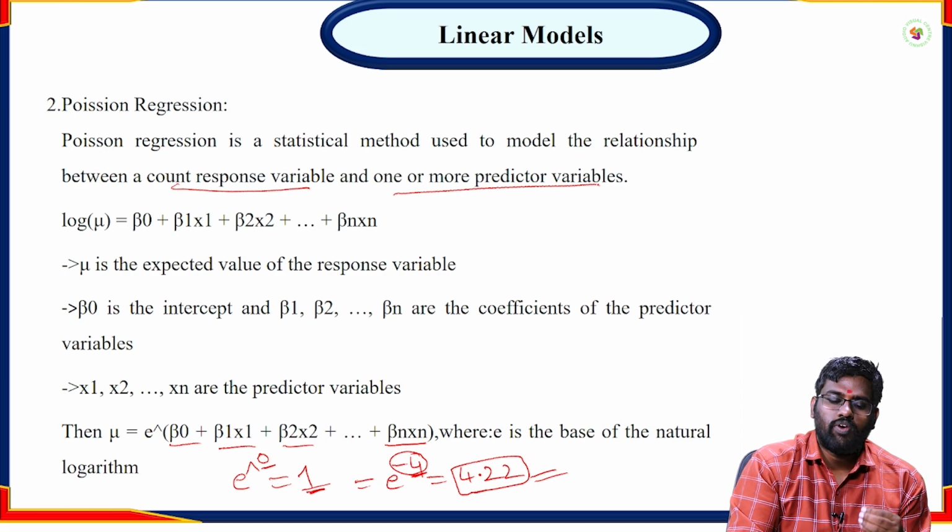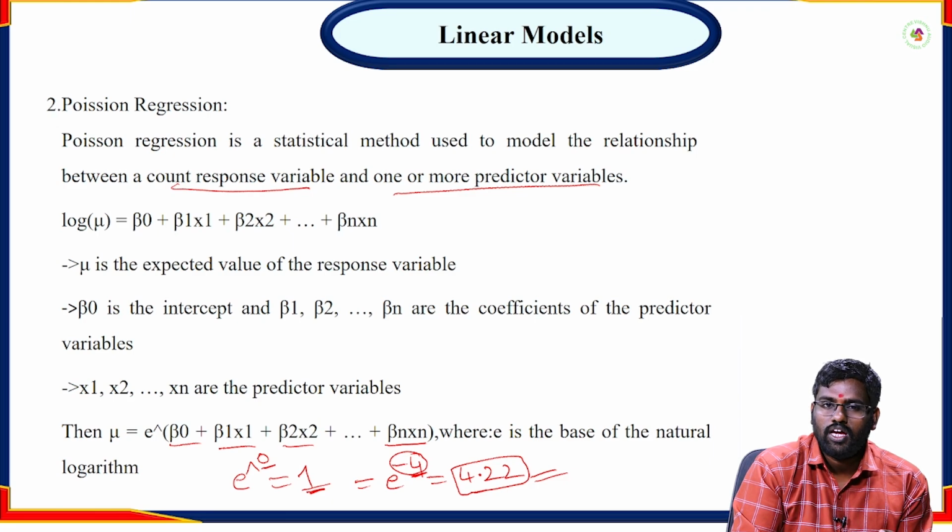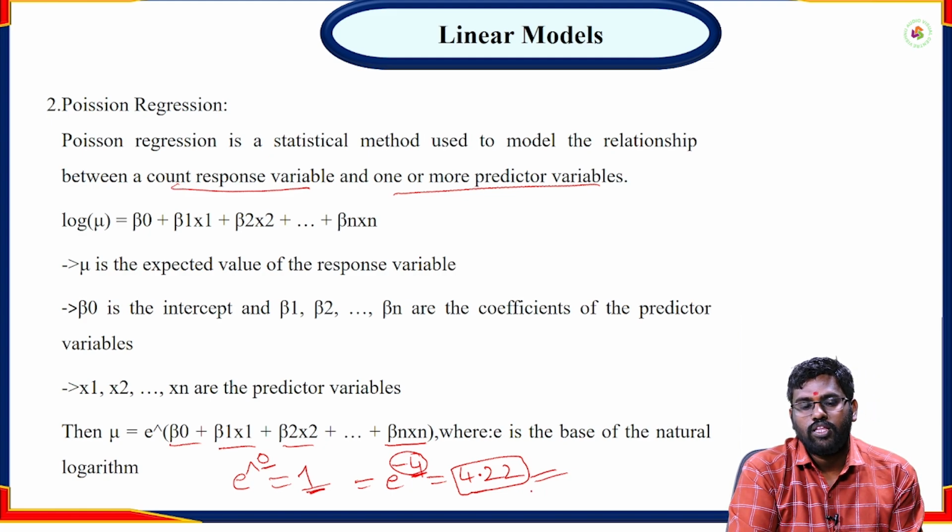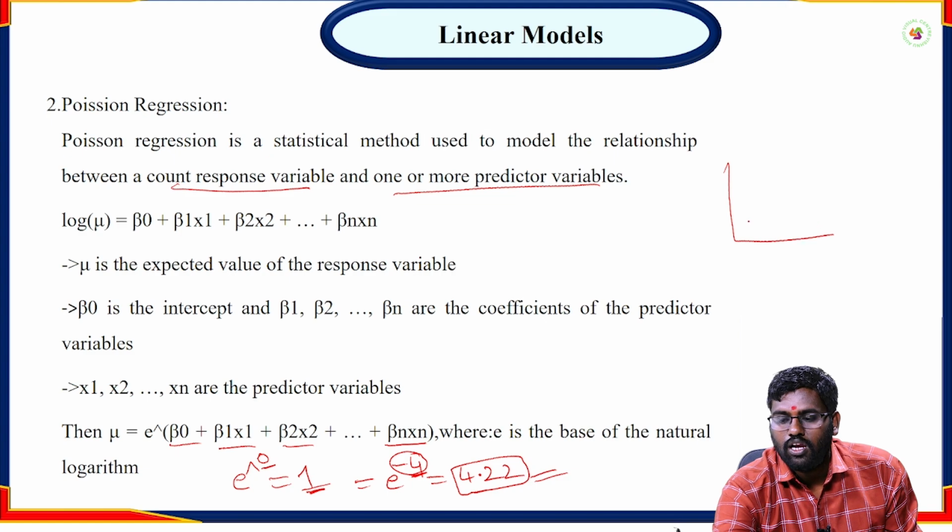That means whenever we are changing the values of x1, x2 and so on up to xn, if the value is lesser we get only smaller values, and if the value is higher, that will be a very high value. Based on that equation, the Poisson regression will be changed. So the Poisson regression is like this.